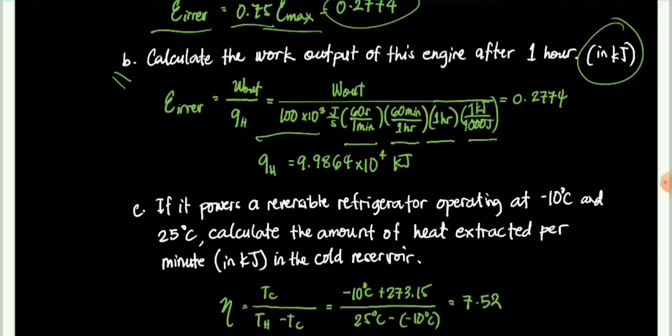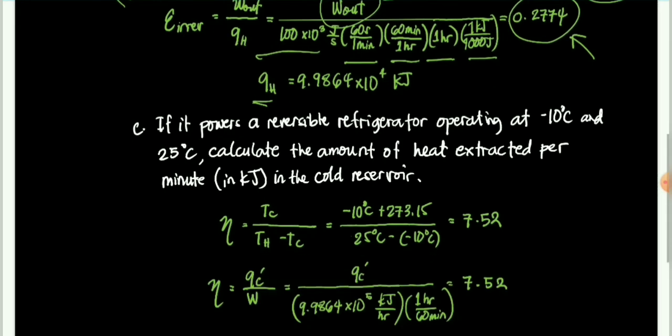Okay? So, work output lang yung unknown and we have the efficiency of the irreversible engine. So, makukuha natin yung QH. So, QH is 9.9864 times 10 to the 4th kilojoules. That's the energy extracted from the high temperature source after 1 hour.